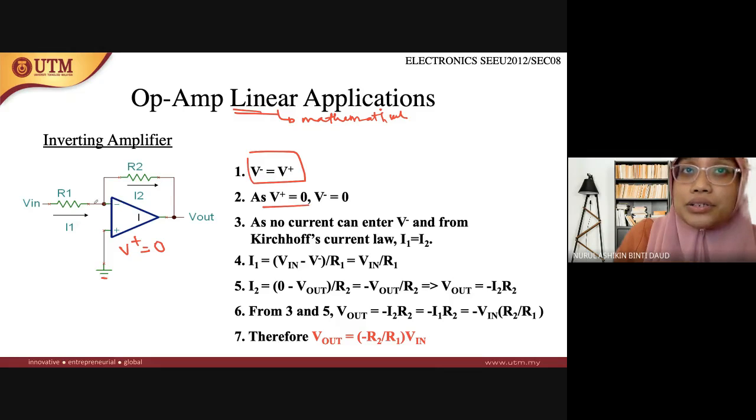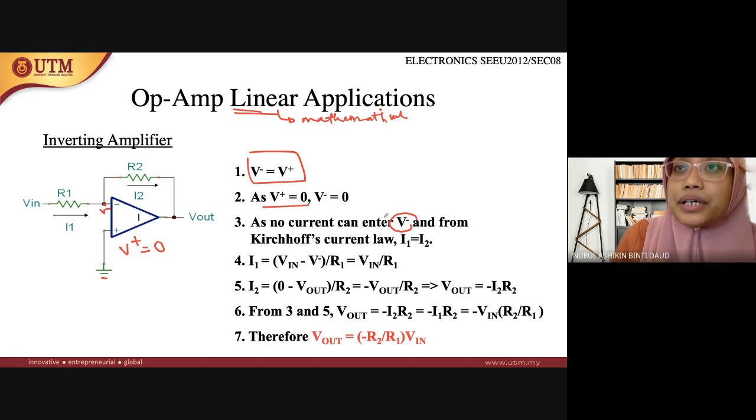So where is V minus? V minus is at this part. So V minus is also equal to 0. No current can enter V minus. Why? Because the impedance here is too large, so the currents cannot enter here. It means the currents will automatically enter this terminal.